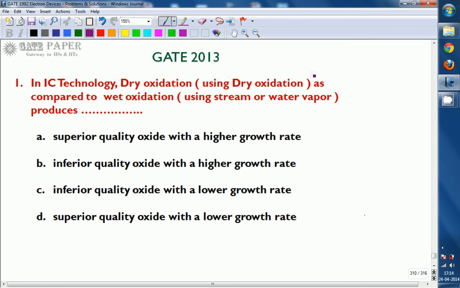Hello, we are discussing the GATE 2013 ECE paper, and this question is related to electronics.